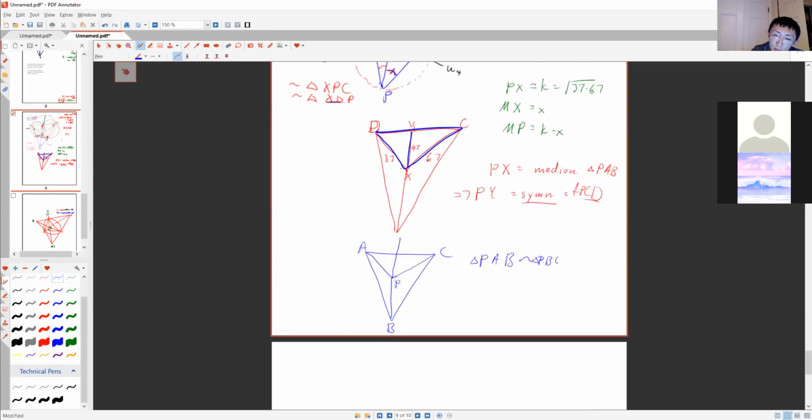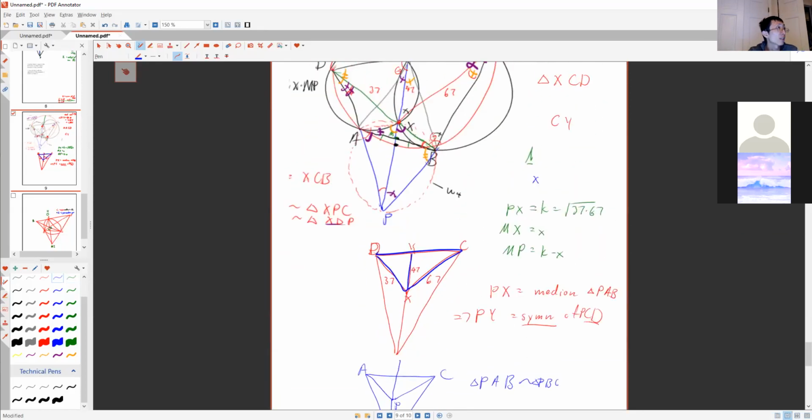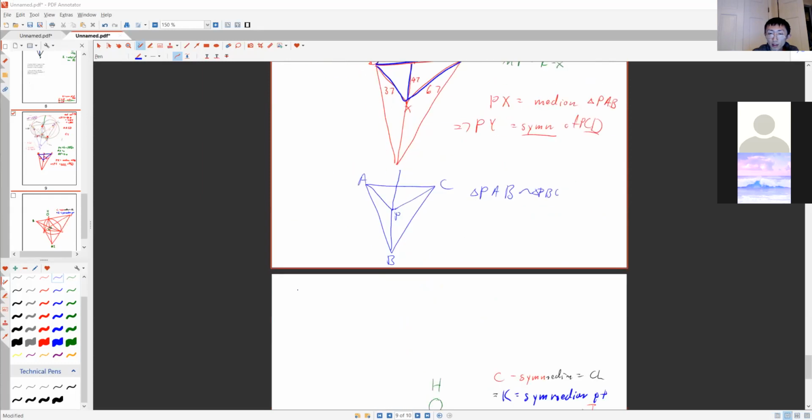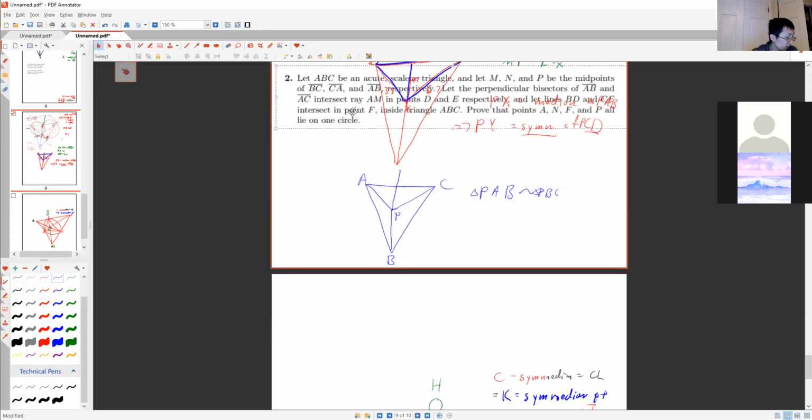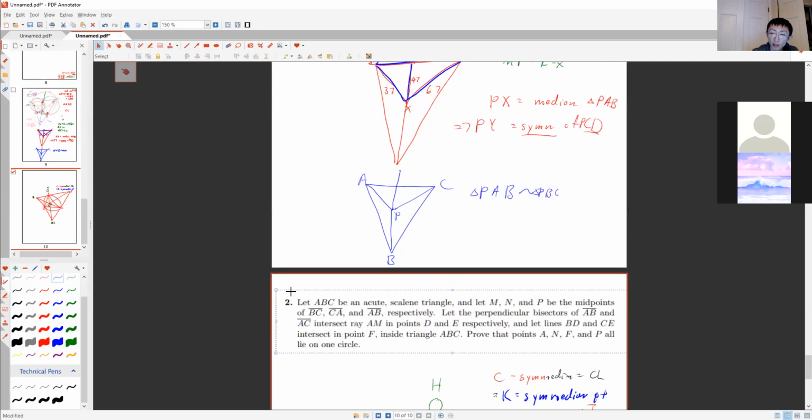So it must have been 2008 US AMO or something. I don't really remember, but let's just look up 2008 US AMO. I'm not one of those people who memorizes the exact problems of the exact year on a certain test, but basically if you know the result from this problem, then you can conclude that P is the symmedian point of the triangle. Yeah, this was 2008 US AMO number 2.